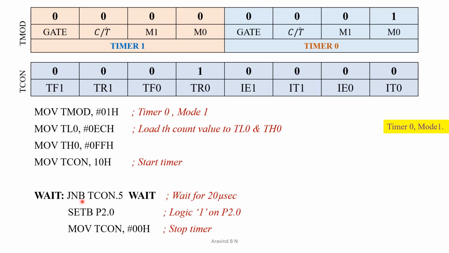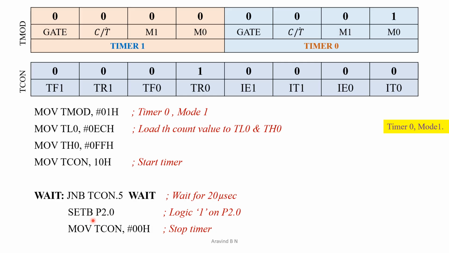Now wait until this fifth bit of the TCON register is set. So that means timer overflow flag of the timer 0, whenever it is going to set, it indicates there is a rollover. So how much is the count value we have taken? So it has to count for 20 microseconds. That's what the calculation we have done. So once there is an overflow, then TF0 is going to set. Once it is set, it indicates that 20 microseconds of delay has been completed.